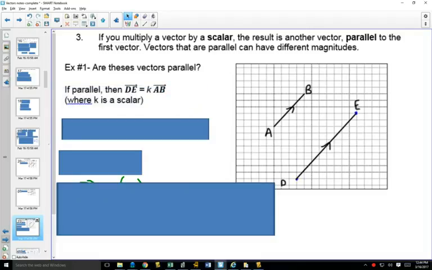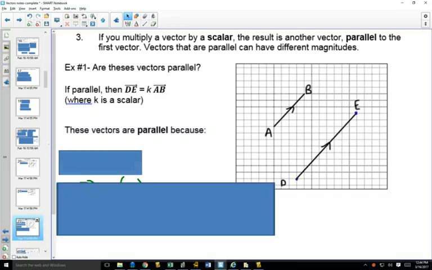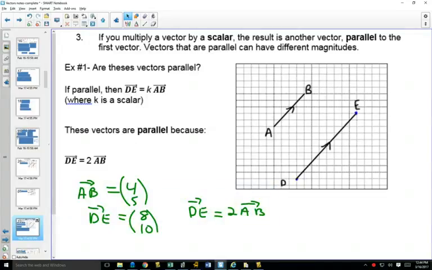Well, if they are parallel, in our old math, we would have shown the slopes are the same. In our new math, we're sort of doing the same thing. We're just showing that they're equal to each other, but they're equal by some scalar that makes them equal. So if we look at this, DE is 2 times A to B. If we actually look at the numbers, A to B is 4 right, 5 up. D to E is 8 right, 10 up.